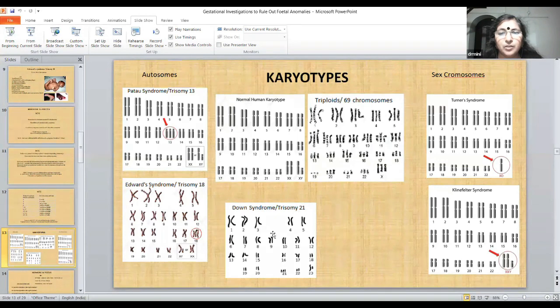And in Down syndrome or trisomy 21, in chromosome number 21, there are 3. That is trisomy 21. And these are Down syndrome, Edwards and Patau. And this is the triploids with 69. And this is another one, that is lacking one. Instead of 46, there is only 45. 45-O. That is Turner syndrome.